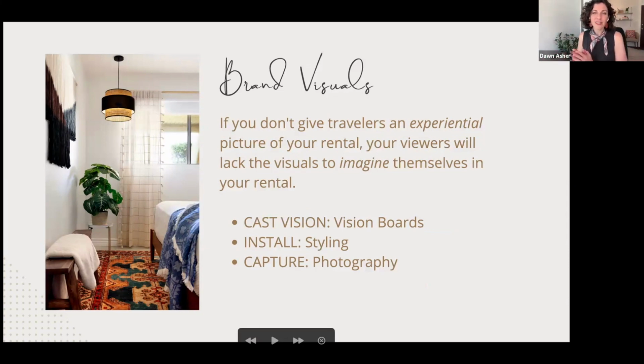If you don't give travelers an experiential picture of your rental, your viewers will lack the visuals to imagine themselves in your rental. So this is why, and we will get to this too, your still photos and your videography are going to be so crucial to attracting your target traveler, especially if you're asking for that rental at a very specific and higher price point. You really have to be able to back that. So you want your traveler to be able to envision themselves in your space.